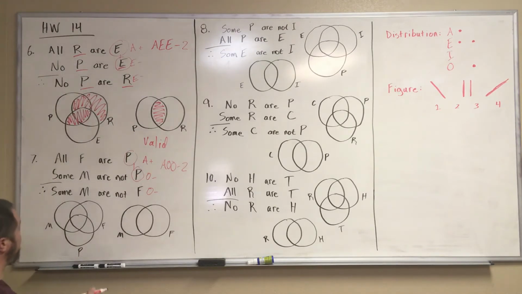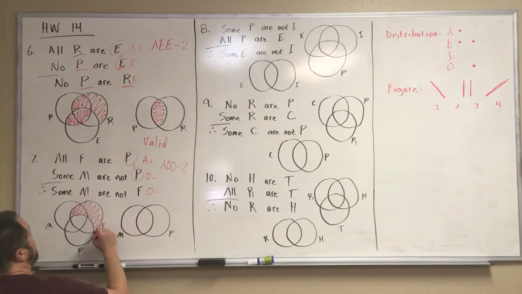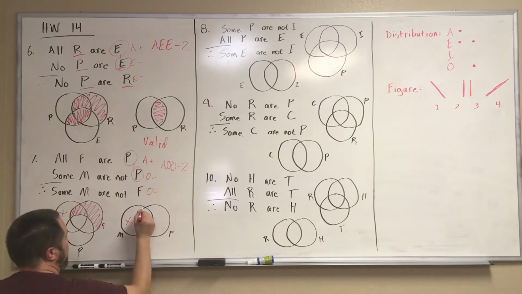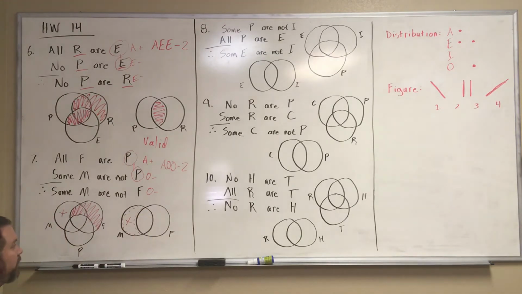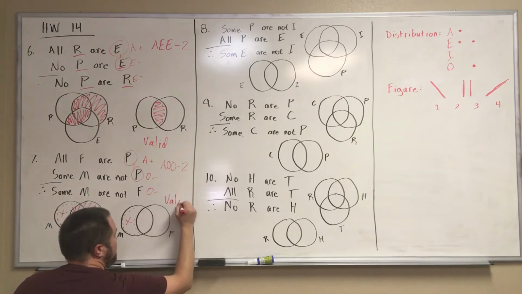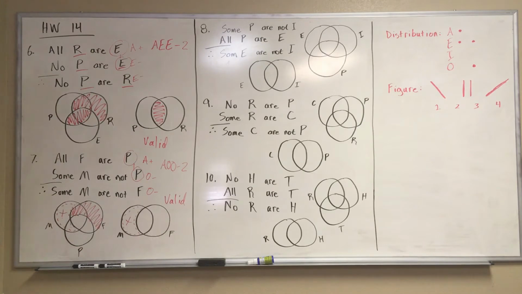Let's fill in the Venn diagrams. All F are P. Some M are not P. And then over here, some M are not F. So there just has to be an X somewhere in that crescent moon on the left. And we do have it. Again, it could be either down here or down here. As long as we have an X somewhere in that crescent moon, we're good. So it's valid. Let's double check the rules.